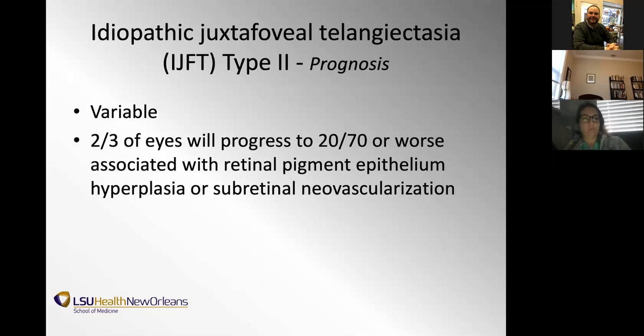Prognosis is variable. Two-thirds of the eyes will progress to 20/70 or worse vision, associated with retinal pigment epithelium hyperplasia or subretinal neovascularization. And when they develop subretinal neovascularization, then you treat with anti-VEGF therapy.